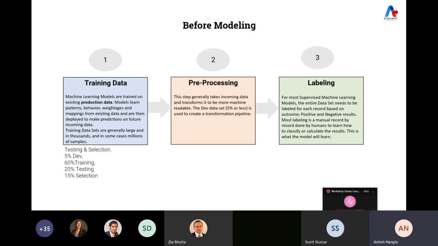Some of the splits that we do in terms of taking the training data is we split that into training and testing sets, where we use say 5% for the script development and infrastructure development, or pipeline development. 60% we use for actually training the model. 20% is where we use it for testing the models, and 15% is where we never show that data to any of the models and use it as if it's production, and do a final selection of the models.